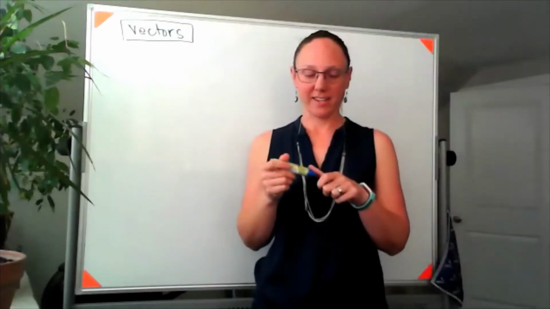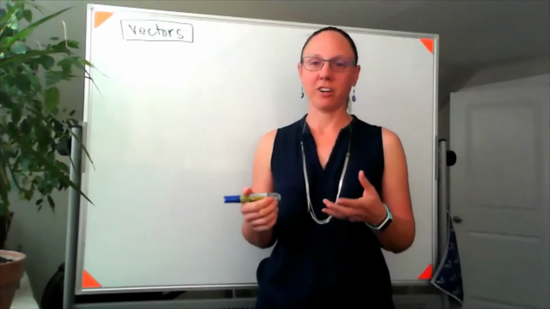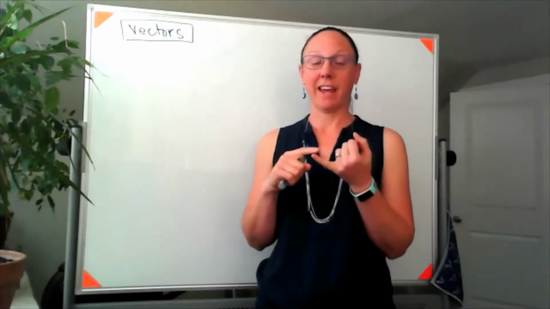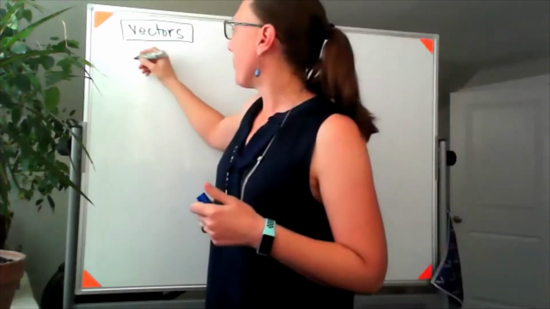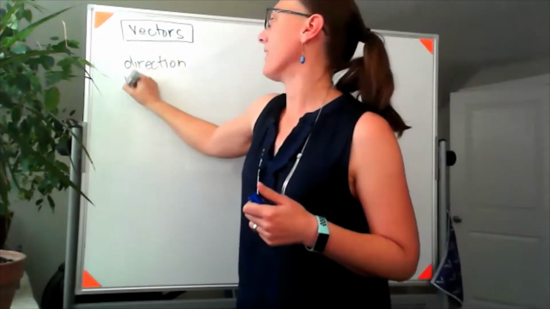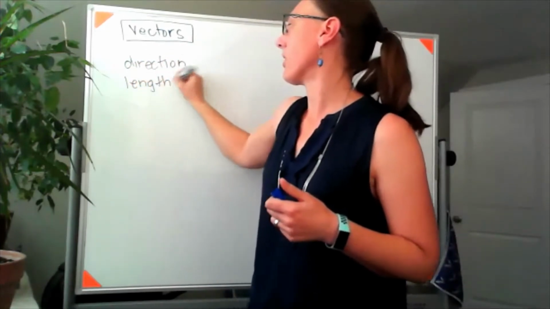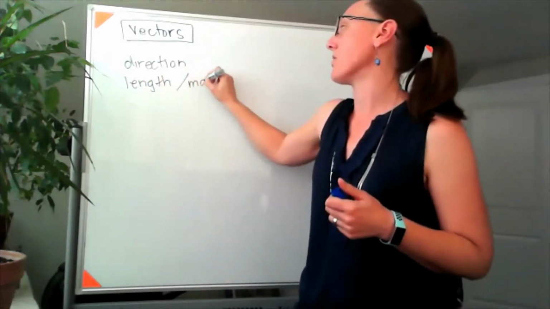A vector is different from a point in that a vector always has a direction and a length. So there are different ways that we can talk about the direction and the length for a vector. And sometimes instead of length, we'll also use the word magnitude.